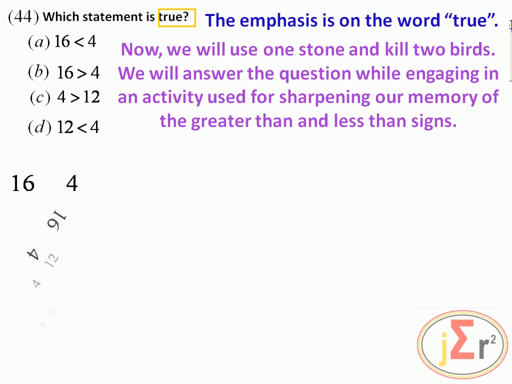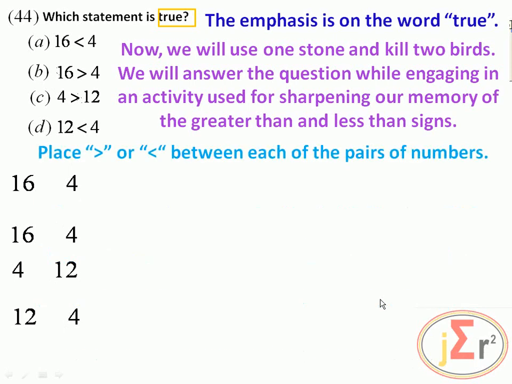So what we have there are the numbers in the option. Notice that we have the same numbers here like in the option. Place one of the signs greater than or less than between each of the pairs of numbers. So we are going to say greater than or less than. We are going to put that sign between the pairs of numbers.